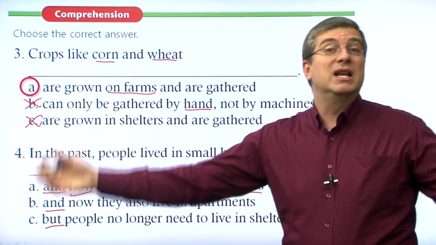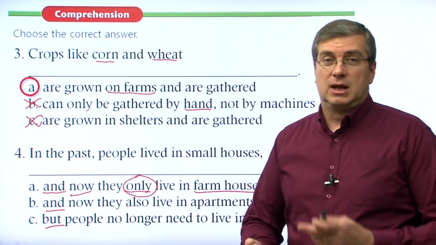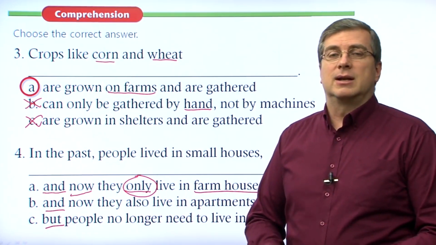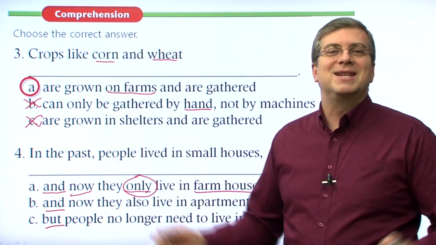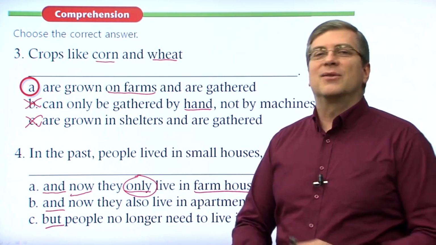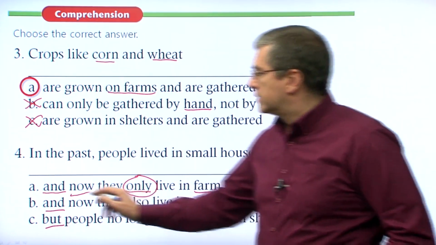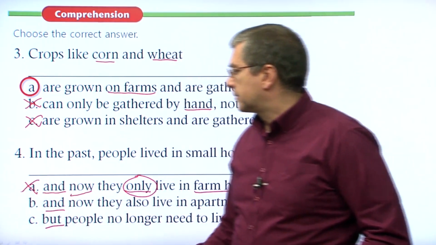People live in a lot of different places: apartments, suburbs where there are no farms, right? They live in office towns, and in many different types of housing, many different types of shelters, not only farmhouses, so that's incorrect.